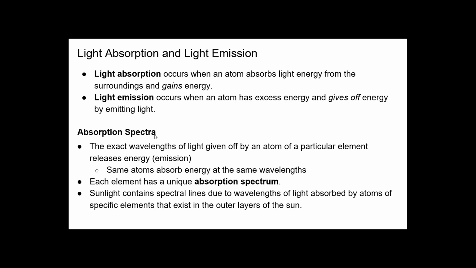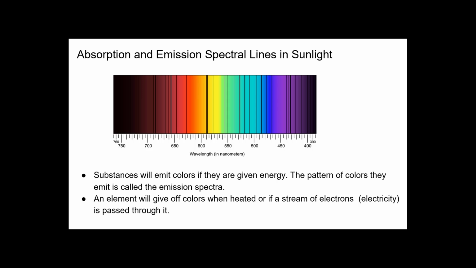Sunlight contains spectral light lines due to wavelengths of light absorbed by atoms of specific elements that exist in the outer layers of the sun. So they're able to determine what elements are in the outer layers of the sun doing this, which is really interesting. This is an atomic spectrum, spectral lines of sunlight. So I'm going to explain this, and this is part of your lab for next week. This is not difficult. This is actually pretty interesting.